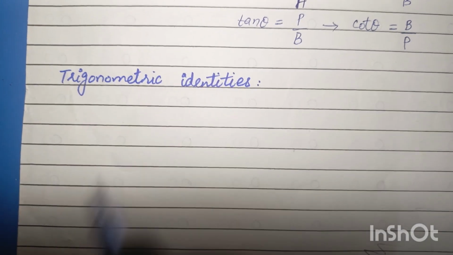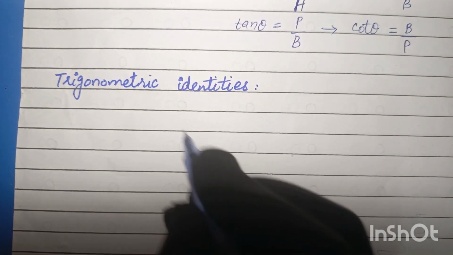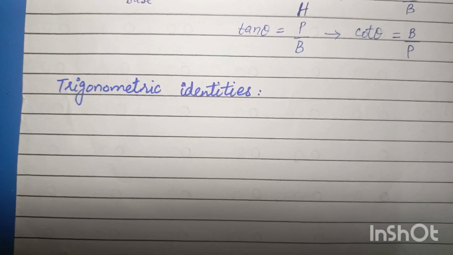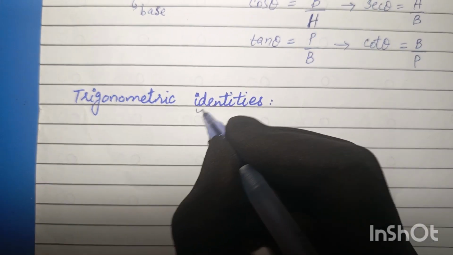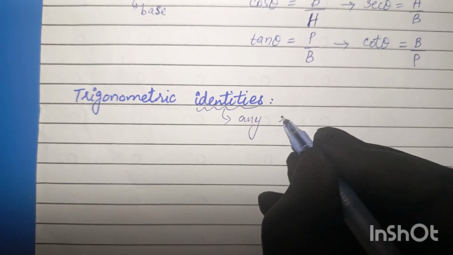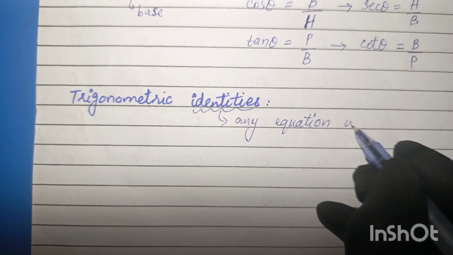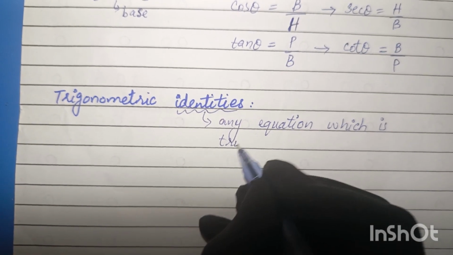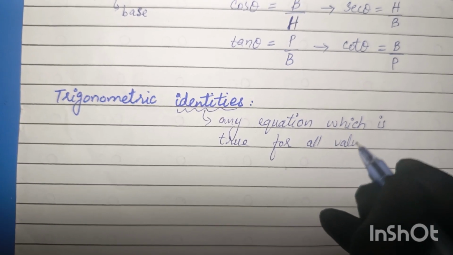Another topic in trigonometry is the trigonometric identities. Trigonometric identities are the equations which involve any of the trigonometric ratios. As the name suggests, identity means any equation which is true for all values of the variable.